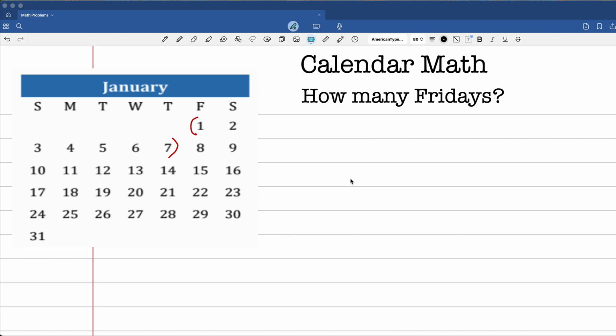This is calendar math. So, what is calendar math? It's the math involved in figuring out patterns within a calendar. So, the problem for today is: the first of the year is a Friday. How many Fridays exist in this year?